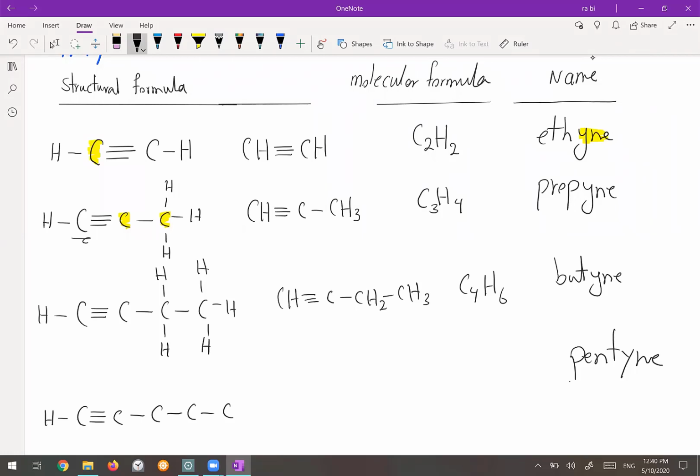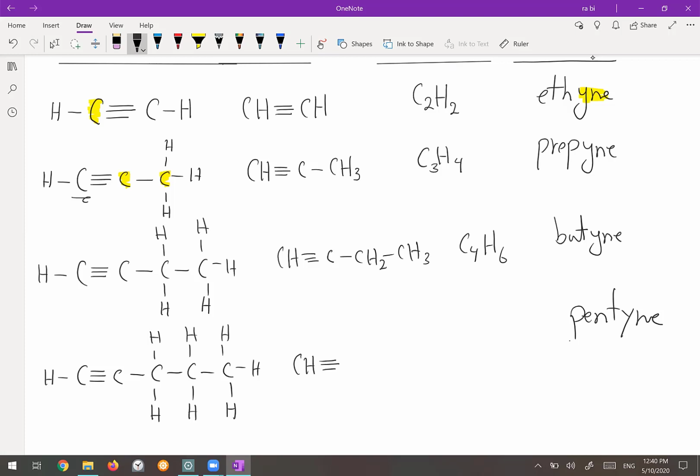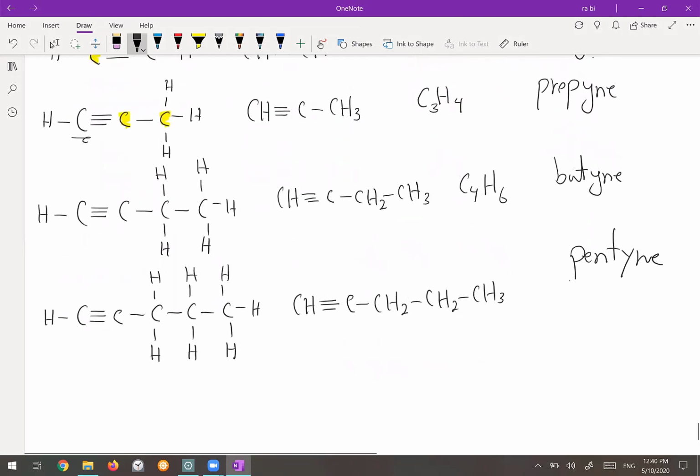The first carbon needs 1 hydrogen. The second carbon doesn't need any hydrogen. The third one needs 2 hydrogens. The fourth one also needs 2 hydrogens. And the last one needs 3 hydrogens. The condensed structural formula would be CH triple bond C, CH2, CH2, CH3. So in this manner, we can draw the structure for the rest of the alkynes, but it's not necessary because you know how they are.